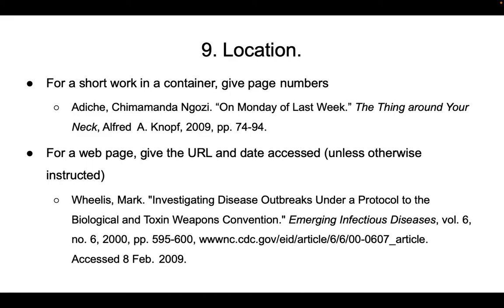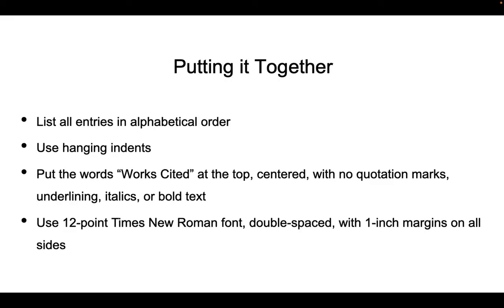Once you have all of your citations written, it is time to put them all together in a works cited page. List all of the entries in alphabetical order according to the first word of each citation. This will almost always be the last name of the author. For example, begin with sources by authors with names beginning with A, then B, and so on.